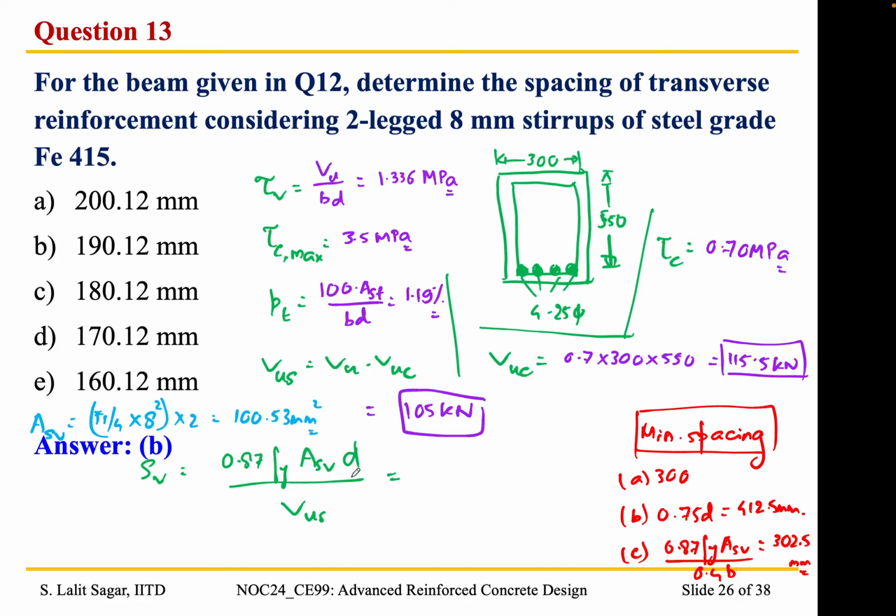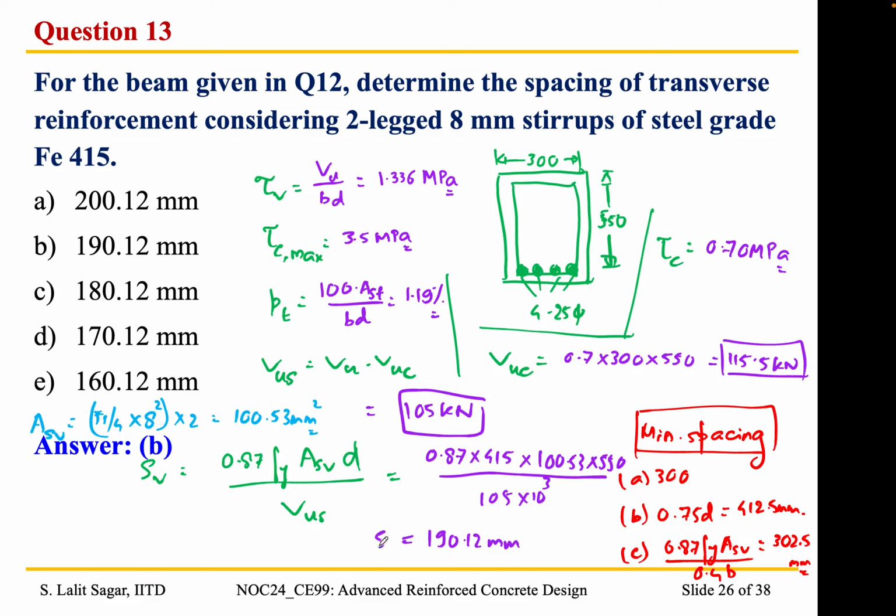right? So in order to find out the spacing, we need to find out the variables here. So plug all the values here, 0.87 into fy, so we need to take it as 415. Even if it is 500, we need to consider 415, into 100.53 into d by Vus is 105 into 10 to the power 3, which gives us a value of 190.12 millimeter.